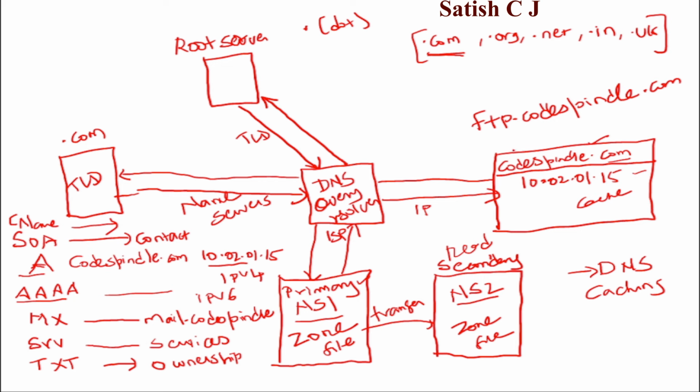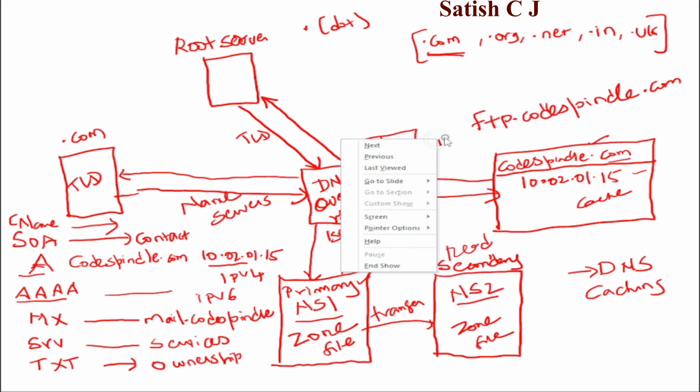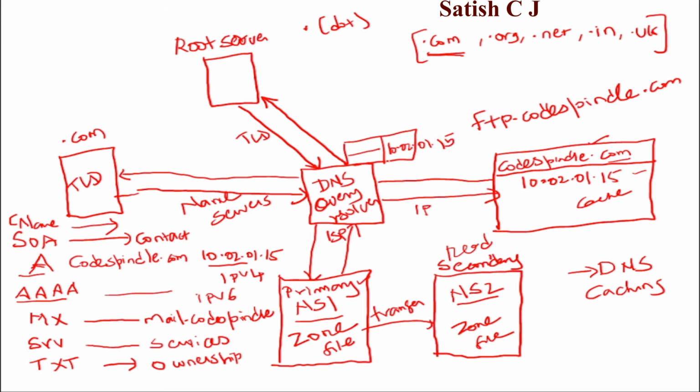If it is present in the cache, it will directly access that specific server using the IP address. Say, if it is not present in the browser cache or in the operating system cache, the next thing is it will contact the DNS query resolver. The DNS query resolver will also cache that specific domain and URL. Say if codespindle.com, the IP is 10.02.01.15. So this is also going to have that cache, so that when you contact the DNS query resolver, it will check its own cache, and if there is an IP, it will provide you with the IP.